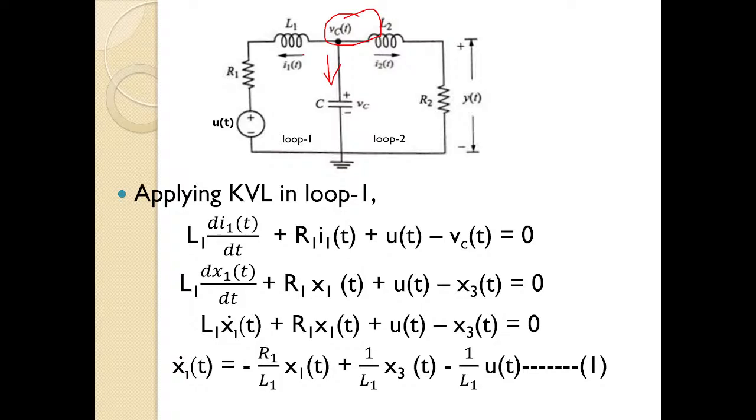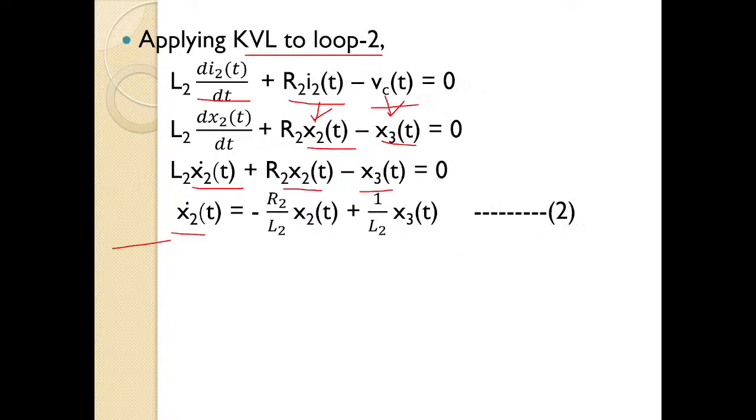I hope you have understood. I have applied KCL at this node. All the currents I have assumed are leaving. So what are all the currents? I1 of t plus I2 of t plus I3 of t. I3 of t is the current through this capacitor. What is the current through the capacitor? C into dVc by dt. So just replace I1 of t, I2 of t and Vc of t by x values.